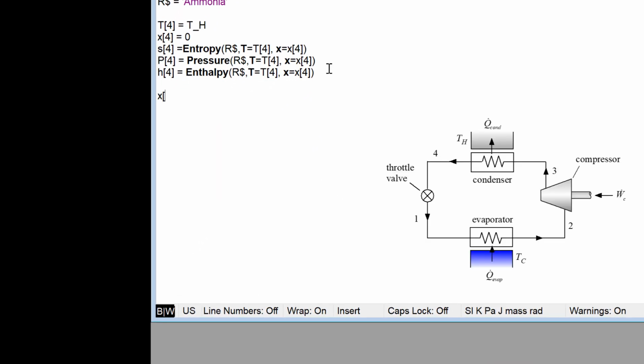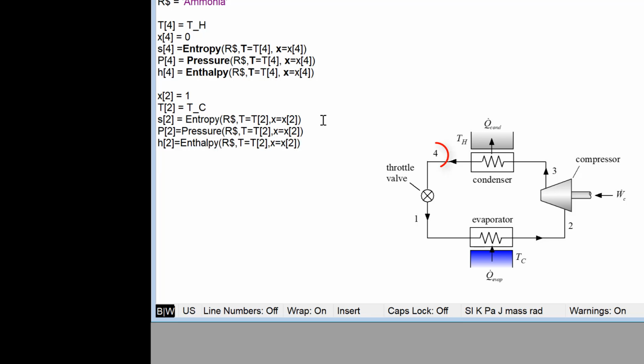So the other state that I know right away is the evaporator exit state, so state 2. Here we're going to assume that the evaporator exit is saturated vapor, so the quality is 1, and that it's leaving at the refrigeration temperature TC, so the temperature is also known. And again, these two intensive properties fix state 2, so I'll go ahead and get entropy, pressure, and specific enthalpy again, and the indicators are again T equals and x equals.